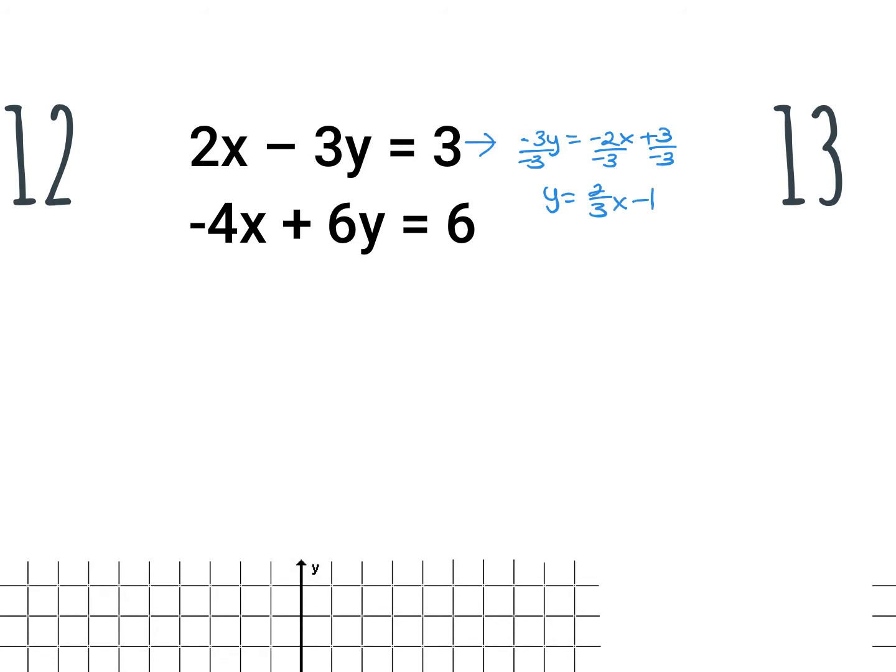I'm going to come back to it and graph it in a second. First, I'm going to solve the other one. So I'm going to take this one. I'm going to move this to the other side. So I get 6y equals 4x plus 6. Divide both sides by 6. And I get y equals 2/3 x plus 1.